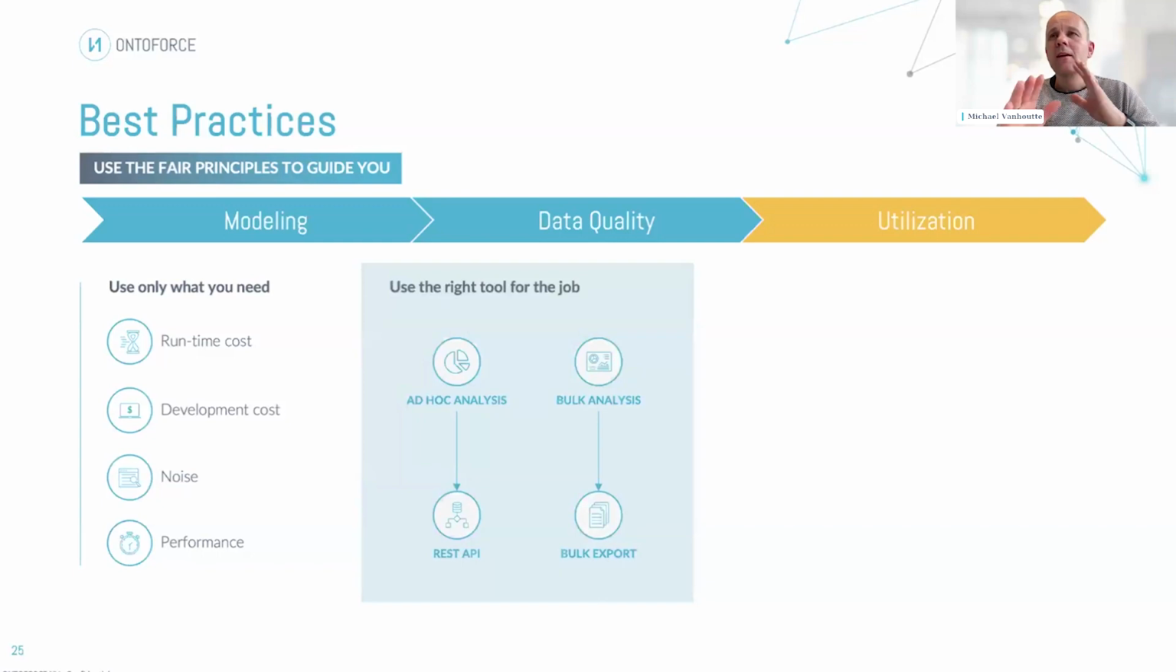The second best practice is specifically for the Discover product, where we recommend our customers to use the right tool for the job. For Discover products, there are really two sets of technologies that we offer to do AI/ML analysis on top of knowledge graph data. And we recommend our customers to use the right tool for the job, obviously. So if you want to do more of an ad hoc analysis, for example, using Jupyter Notebooks, we highly recommend using the REST API to do your analysis.